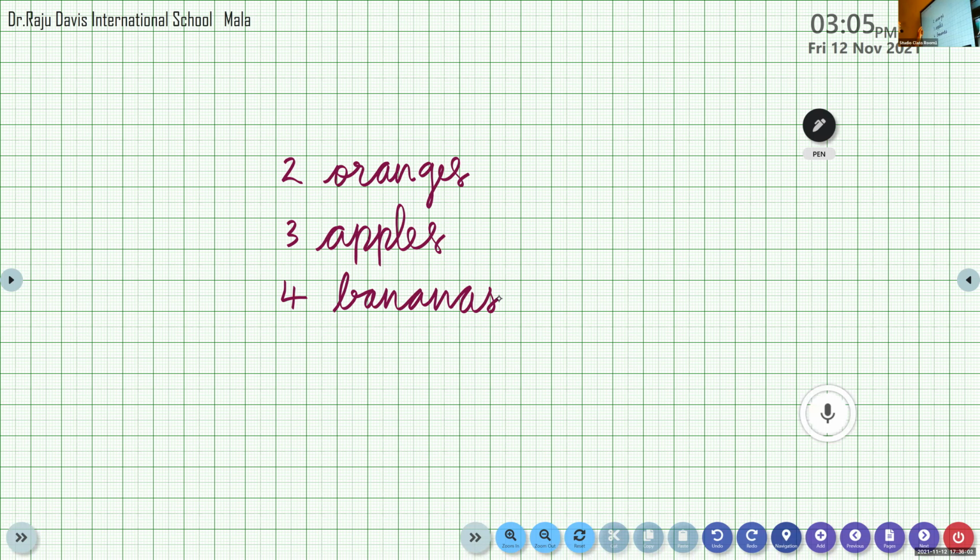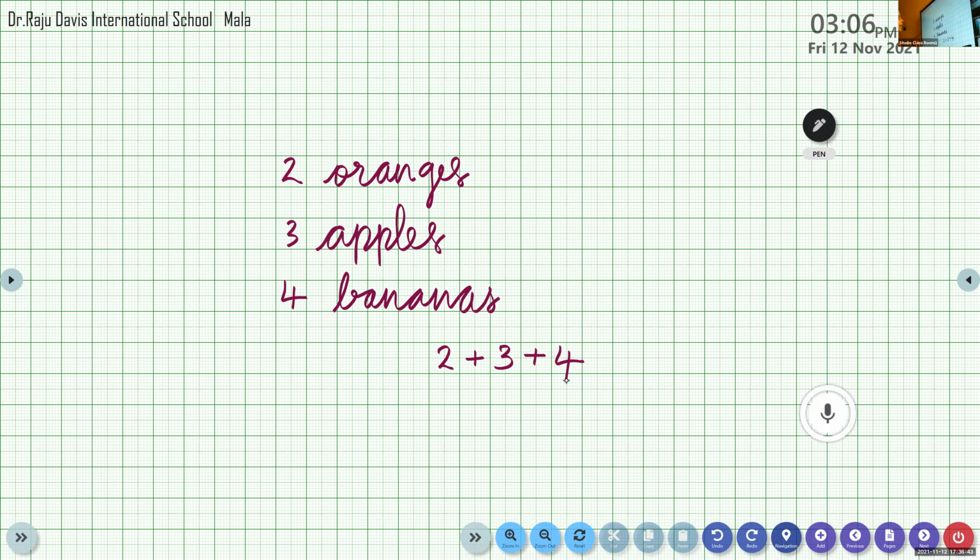Very good. See, I have two oranges, three apples, four bananas. So, if I want to know how many fruits are there with me, I should add all the one-digit numbers. That means 2 plus 3 plus 4. So here we are adding three one-digit numbers. 2 is a one-digit number, 3 is a one-digit number, 4 is also a one-digit number. So how will we add three one-digit numbers?